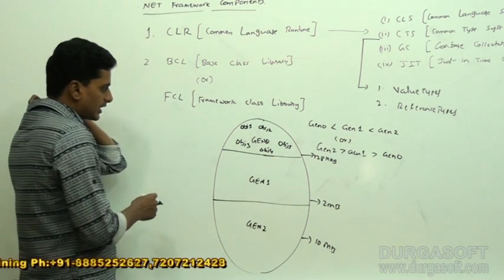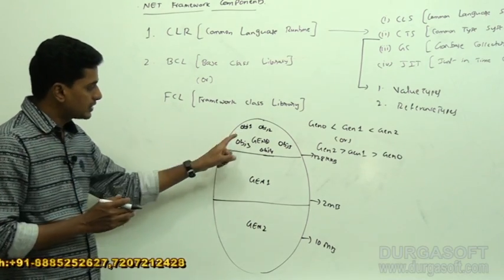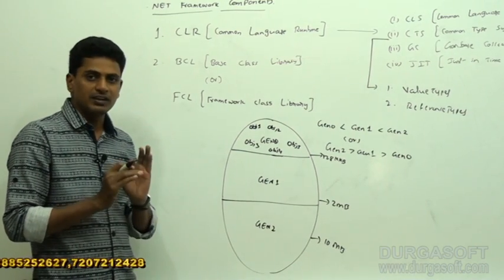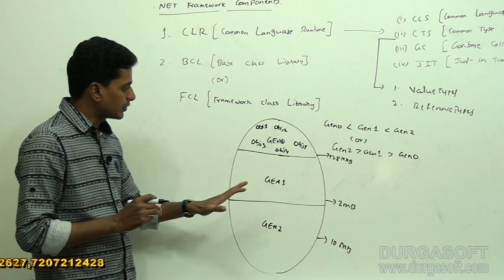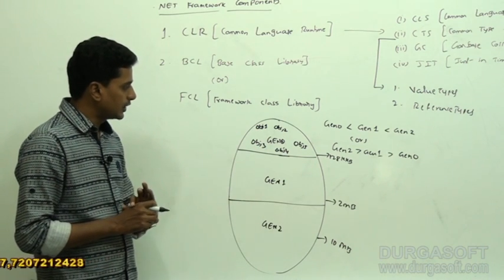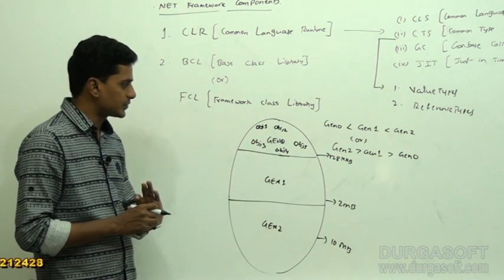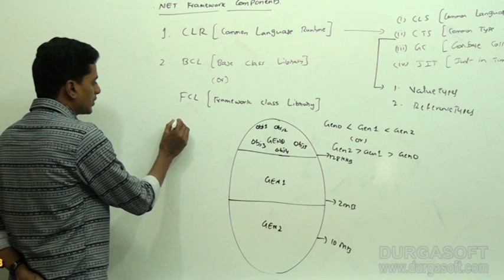Whenever an application is trying to create more objects, those objects will be stored in generation 0. For example, here generation 0 is going to be filled with all objects, and there is no memory left. So what will the garbage collector do internally? If generation 0 becomes full of objects, in this situation the optimization engine will come into the picture.